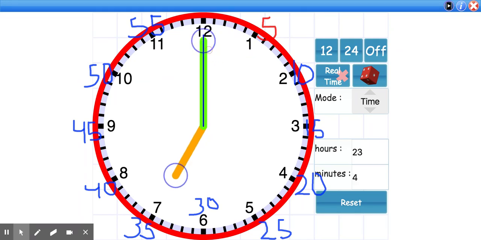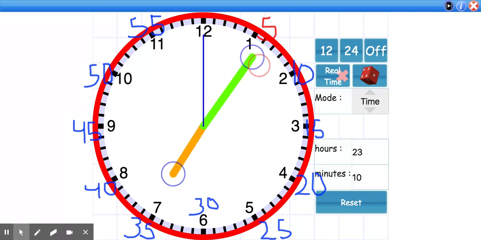So let me move this back here. All right, so now it is 7 o'clock. Pardon me, guys. Allergies are killing me. All right, so the hour hand is pointing at the 7. The minute hand is pointing straight up to the 12. So like I told you, it is 7 o'clock.